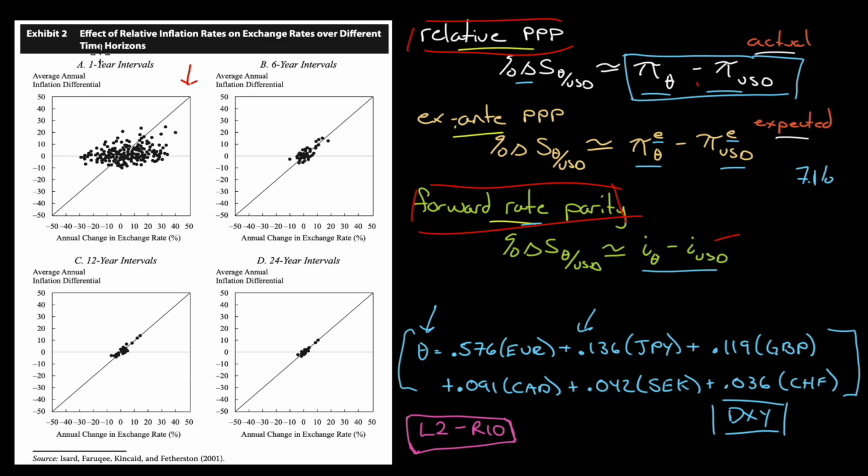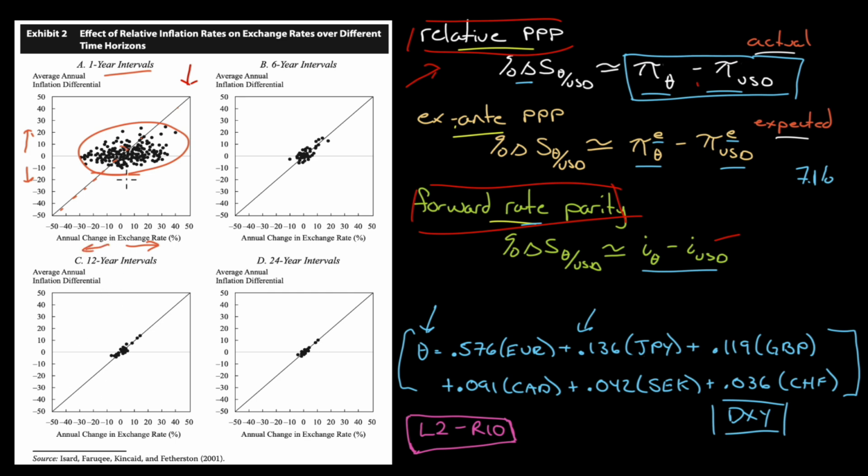This is Exhibit 2. This is the effect of relative inflation rates on exchange rates over different time horizons. It is a sort of study on relative PPP. If you look at it, this is 1 year intervals. If you look at it every year and say, okay, we can observe actual inflation now. Did the currency behave like it was expected to do? If it did behave like it was expected to do, we should see everything on a 45-degree line. Why? Because if the differential is positive, we should see the exchange rate as positive. That's what this is saying, right? And if it is negative, we should see the exchange rate as negative.